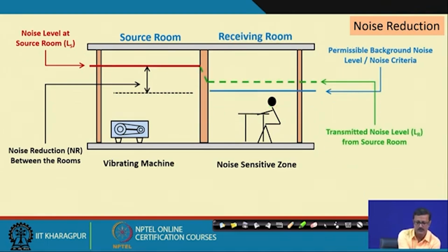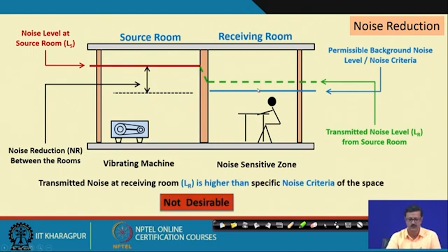Now, from the designer's point of view, there are two possibilities. One, this noise reduction is very little, so this dotted green line is floating above the blue line. What is the blue line? The blue line is the permissible level. So, the noise which comes from the source room, due to a very weak or faulty partition wall, is reduced only slightly in the receiving room, so this room is badly affected because the noise level is above the permissible noise level as per the NC curve. So, it is not desirable.